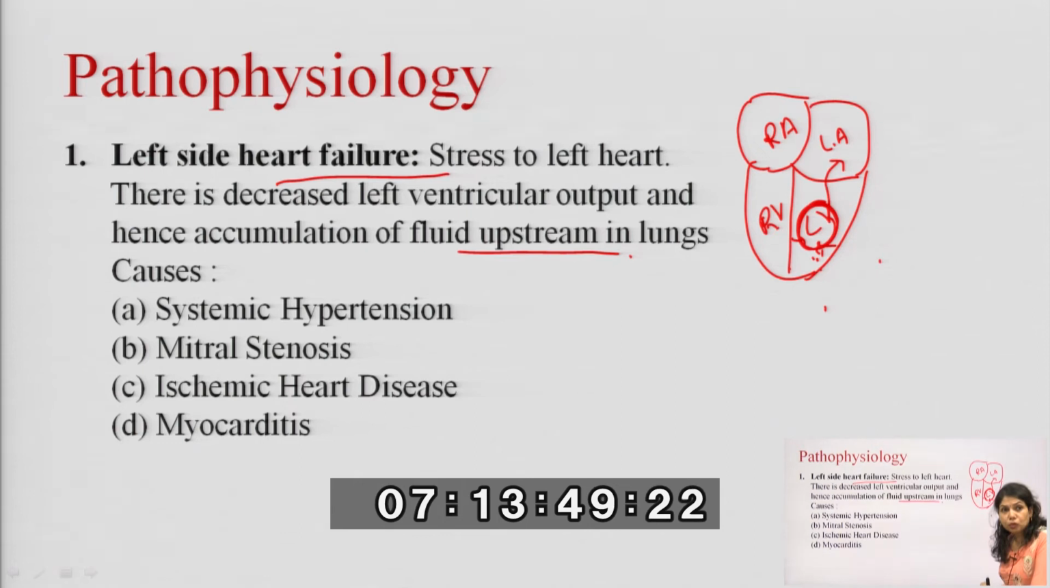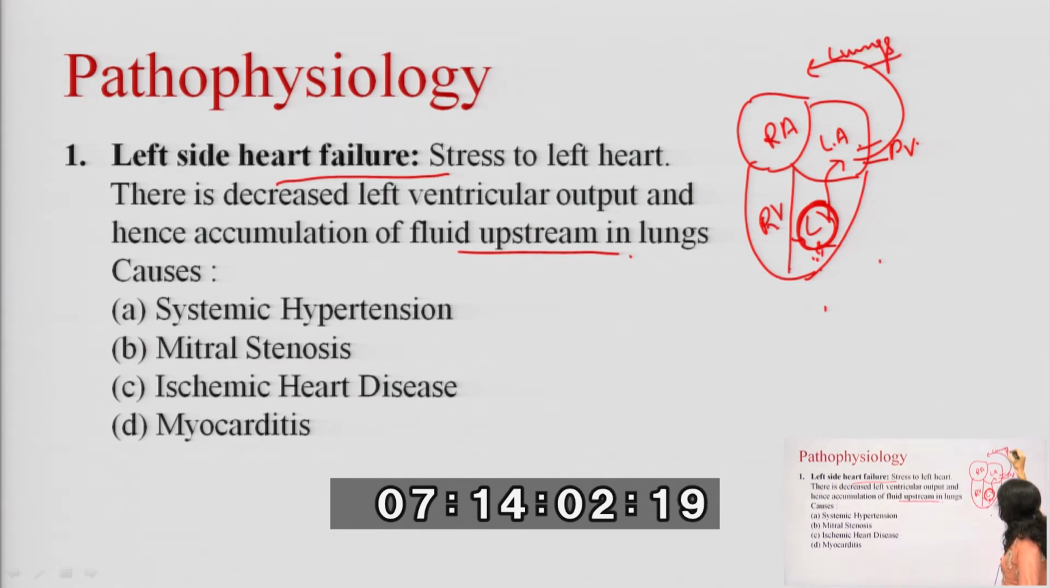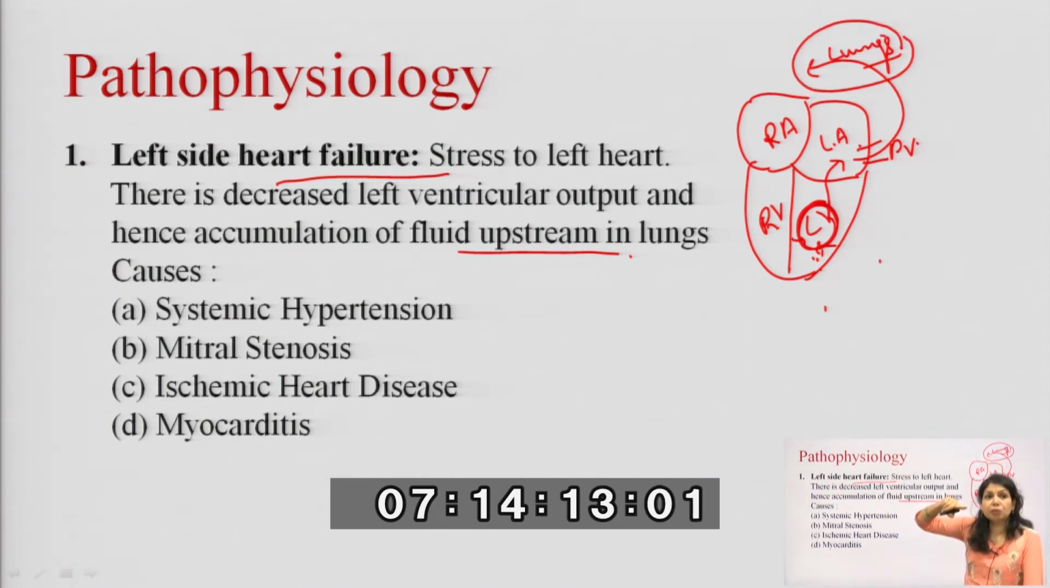Now, the blood will be accumulated in the left auricle. Again, where will the blood flow from the left auricle? It will go through the pulmonary veins, here, into the lungs. So what will happen? There is accumulation of fluid upstream in the lungs. That is why it leads to congestion in the lungs, and hence the term congestive heart failure. You understand the concept now? The left side is not functioning properly.